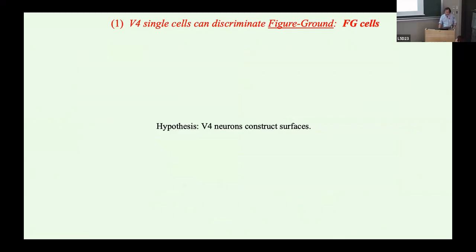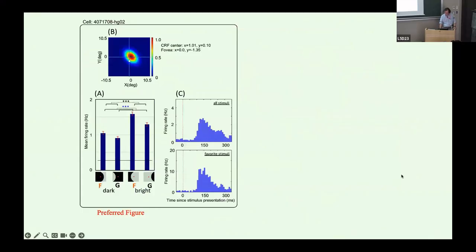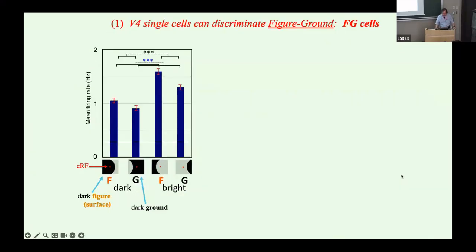Again, our hypothesis was that V4 neurons construct surfaces. To test this idea, we recorded from V4 neurons and compared the responses to figure and ground. And we expect that responses to figure are greater than ground. This slide shows the result of an example cell.